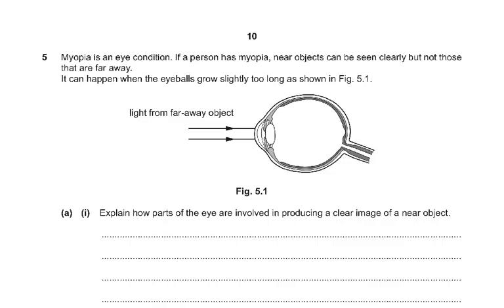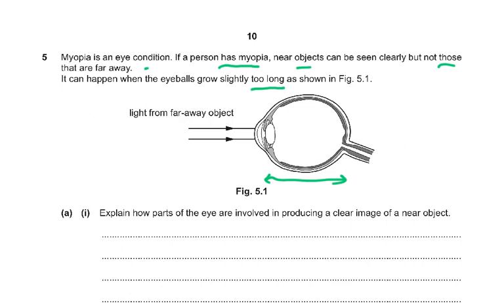Now coming to question number 5, myopia is an eye condition. If a person has myopia, near objects can be seen clearly, but not those that are far away. So you can look at it, you can read a book, but if you're driving, you can't see the mountains miles away. It can happen when the eyeballs grow slightly too long, as shown in the figure. So they become a little too long with age or with time. So light from far objects now cannot focus on the fovea.